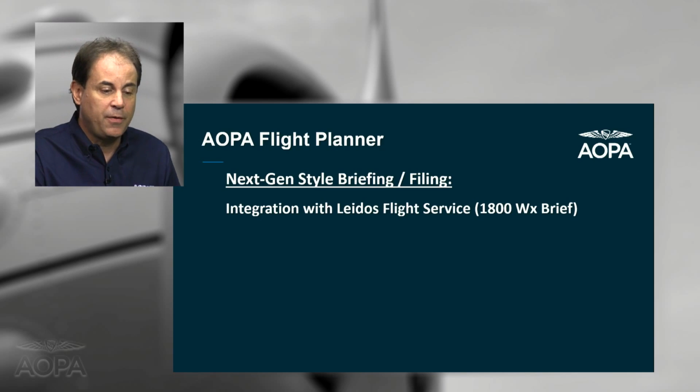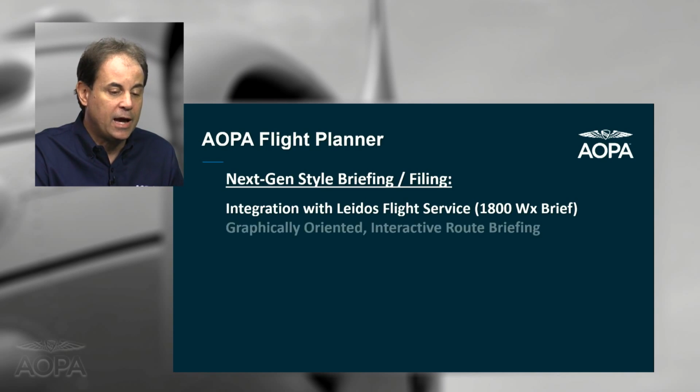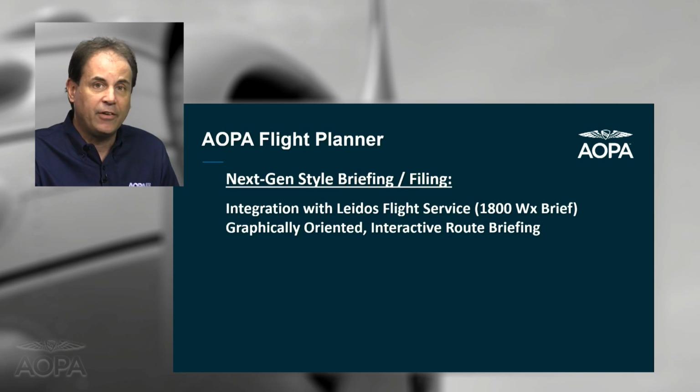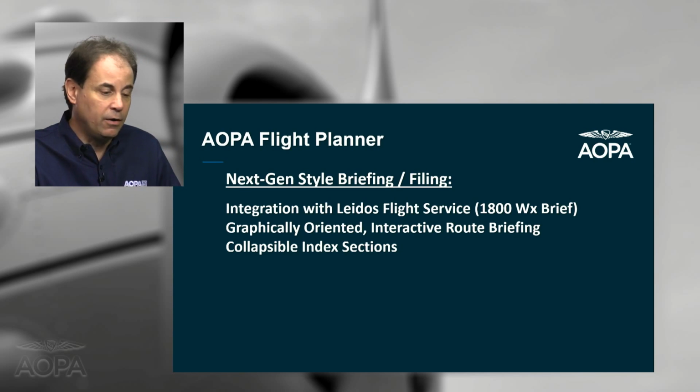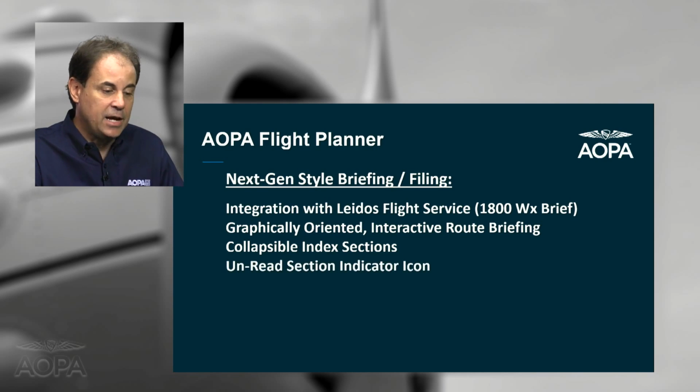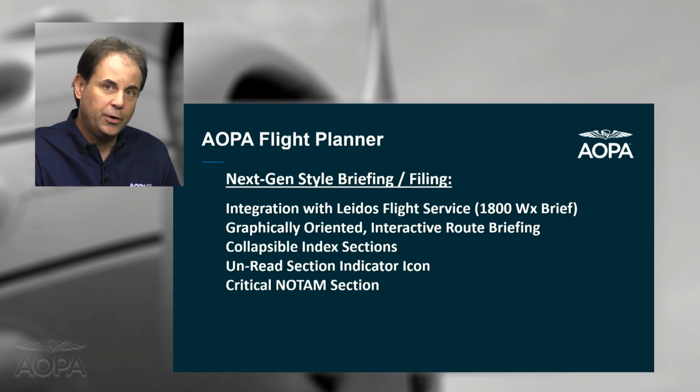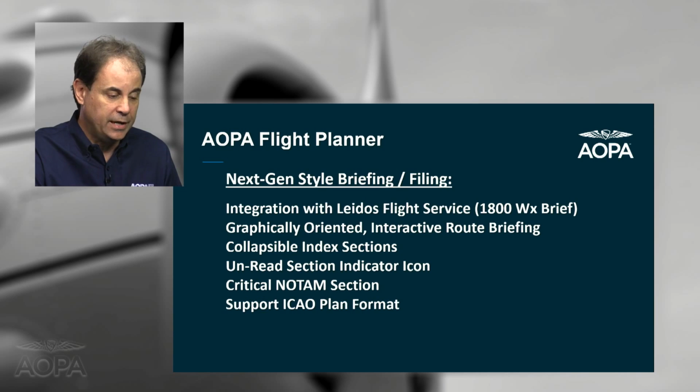So this is the integration with Leidos, or 1-800-WX-BRIEF, maybe how you are aware of seeing that. It's graphically oriented, it's interactive, which means you can actually make this full screen and you can click on elements on the chart to focus in on certain sections. We have index sections on the side, so all the different sections of the briefing are enumerated on the side. You can click those. We also keep track of the ones you've read and the ones you have not read. So that's the unread section indicator icon. That's kind of a mouthful. There's also a critical NOTAM section. We'll talk about this a little bit more once we get into it.